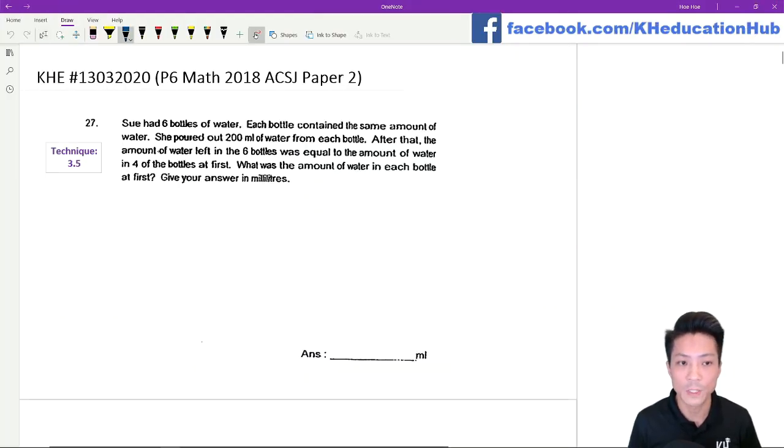Okay, the first question, question 27, is from paper 1. Sue had 6 bottles of water. Each bottle contained the same amount of water. She poured out 200 ml of water from each bottle, and after that, the amount of water left in 6 bottles was equal to the amount of water in 4 of the bottles at first. What was the amount of water in each bottle at first? Give your answers in milliliter.